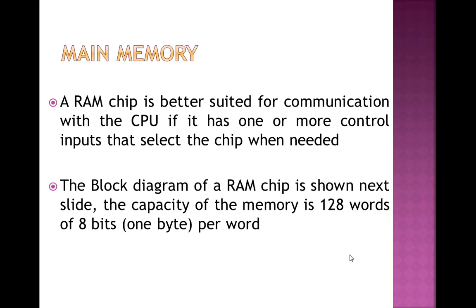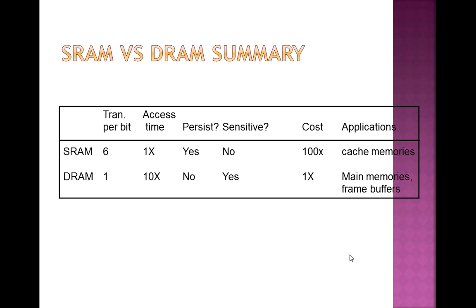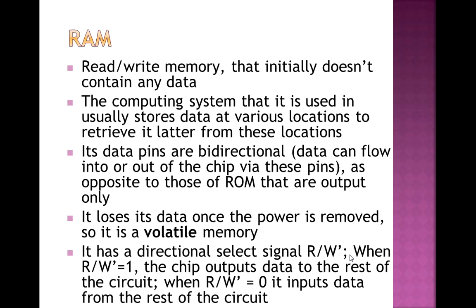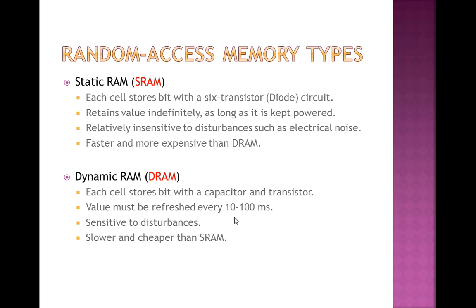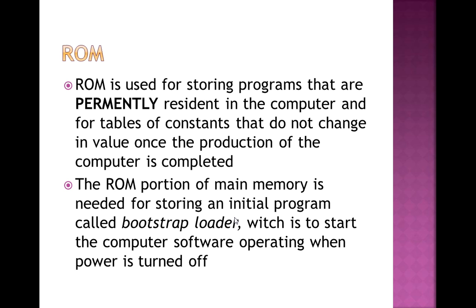Next one is ROM, that is read-only memory. This is the RAM chip we have discussed. This is a comparison between static RAM and dynamic RAM. RAM is volatile in nature. Why is it known as volatile? Because it loses its contents once the power is off. These are the types of RAM, that is static RAM and dynamic RAM. Then we discussed the comparison between the static and the dynamic.